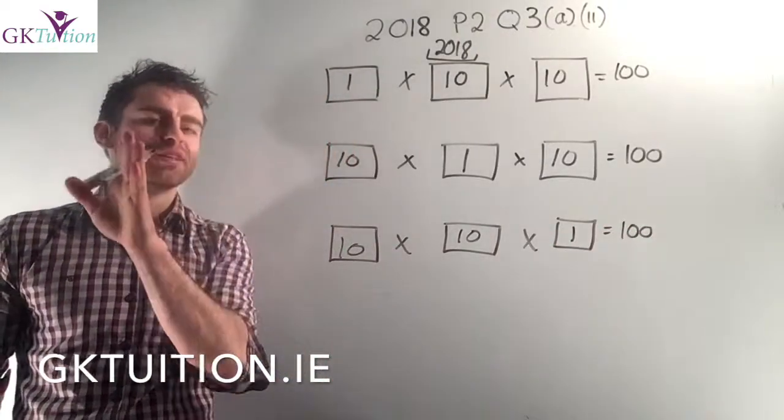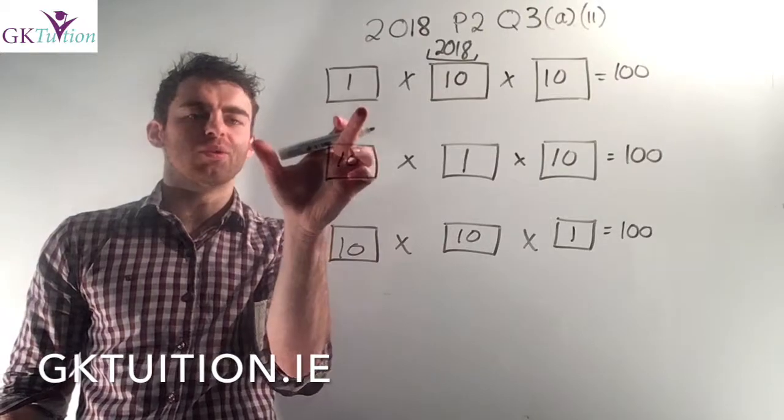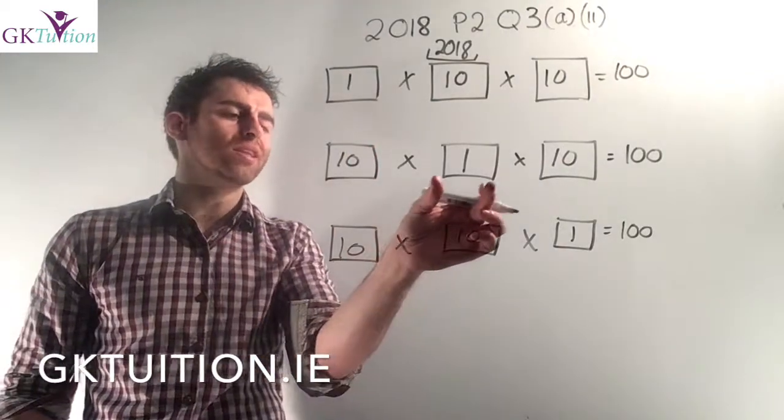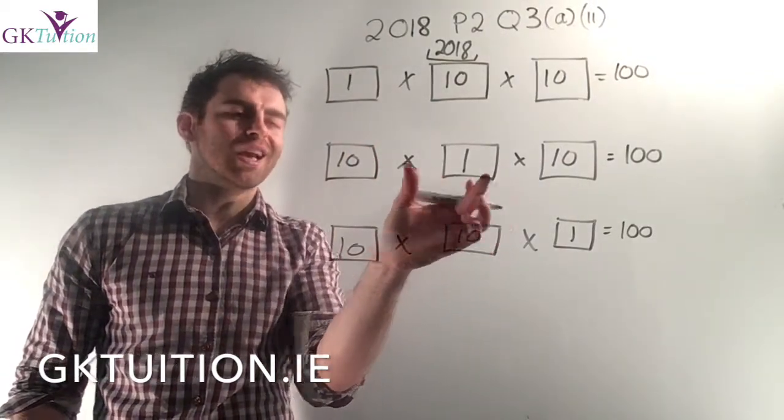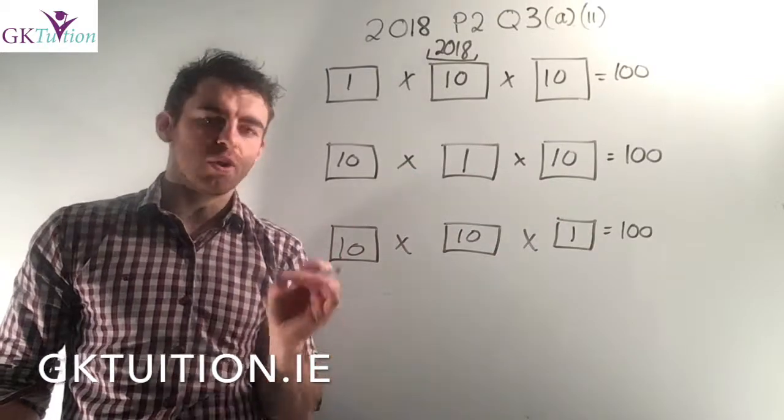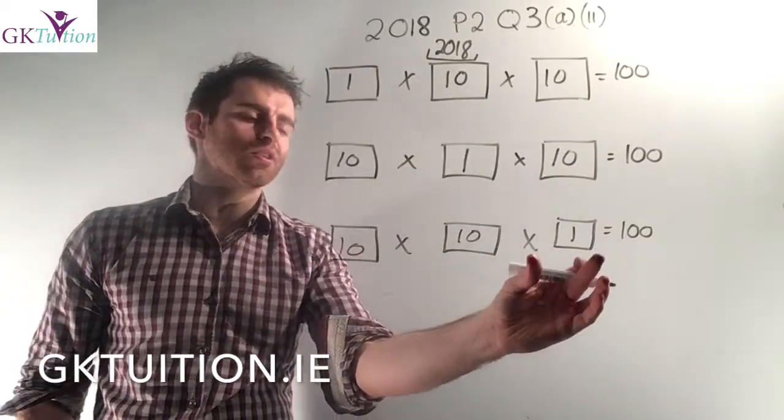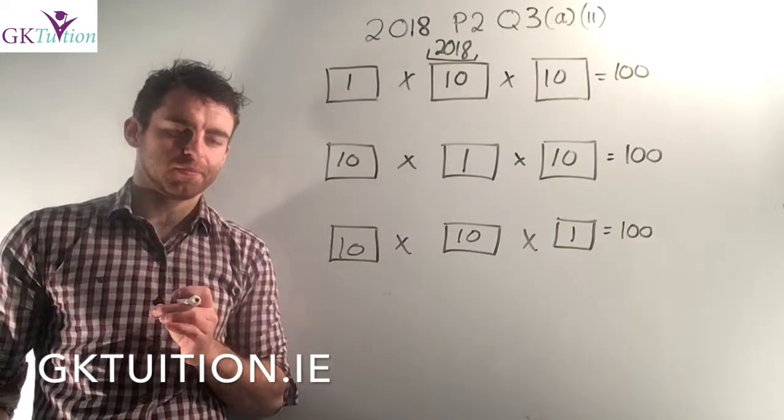So there's 100 possibilities that start off with 2018. There's 100 possibilities that have a 2018 in the middle and a digit either side of it. And then there's 100 possibilities that end in 2018 and have 2 digits before it.